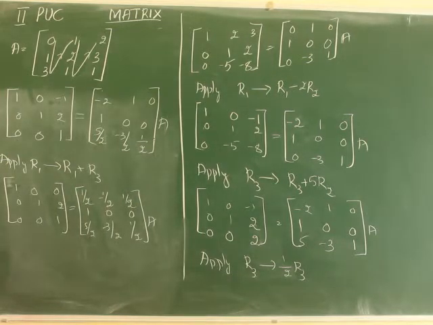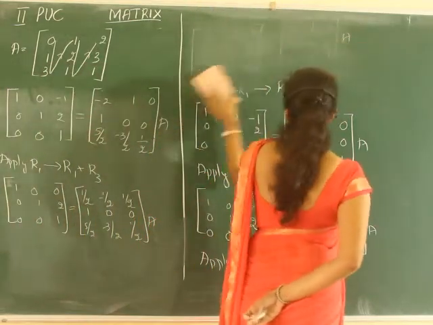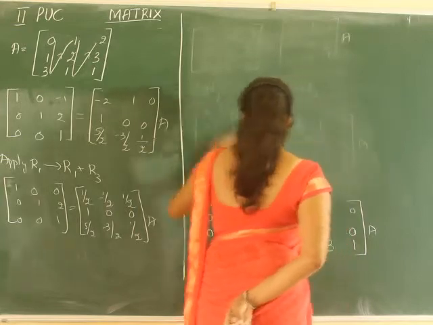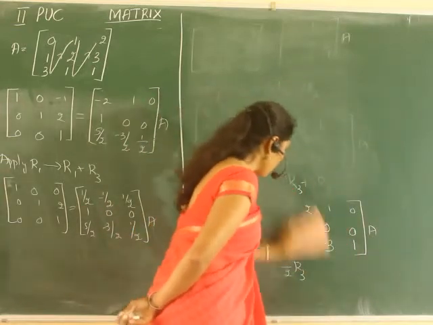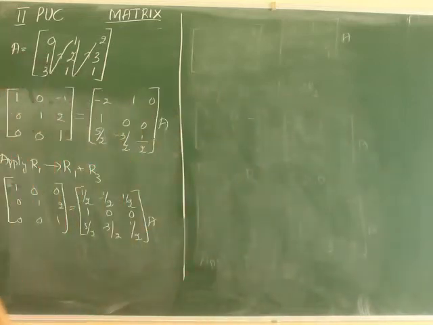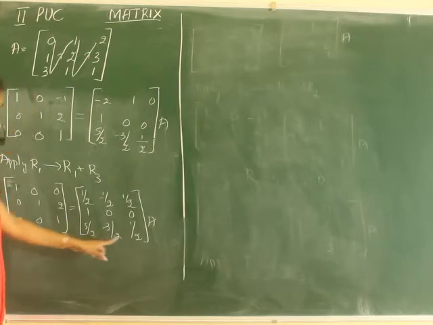Now I have 1 0 0, 0 1 0, 1 0. This one I have to convert to 0. So how to convert that to 0? Again by using one more row. So what row can I use now? I can use R3 because R3 has 1. So how can I change?